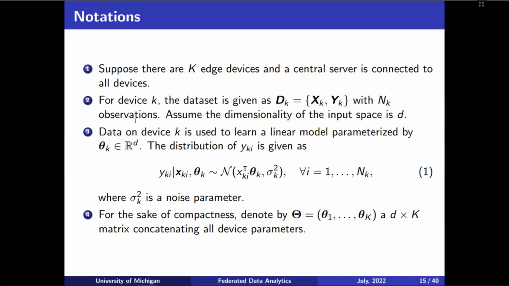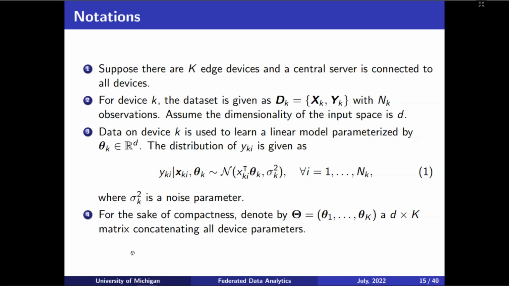Each device K is fitting a linear regression model parameterized by the theta k, which can be summarized as follows. The distribution of the y_ki can be written as a normal distribution with the mean x transpose times theta k and the variance sigma k squared. In this expression, the y_ki is the ith observation for the vector y_k, and x_ki is the ith vector in the matrix X_k. And theta k is a model parameter, and sigma squared k is a variance parameter.